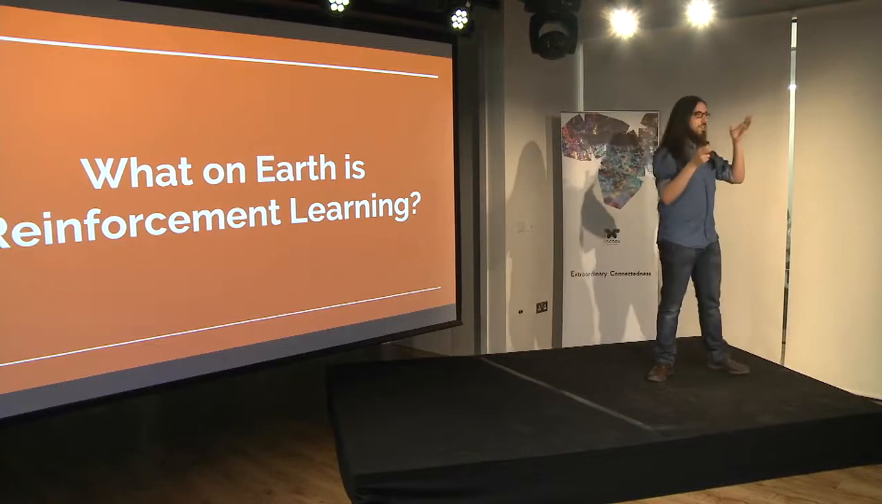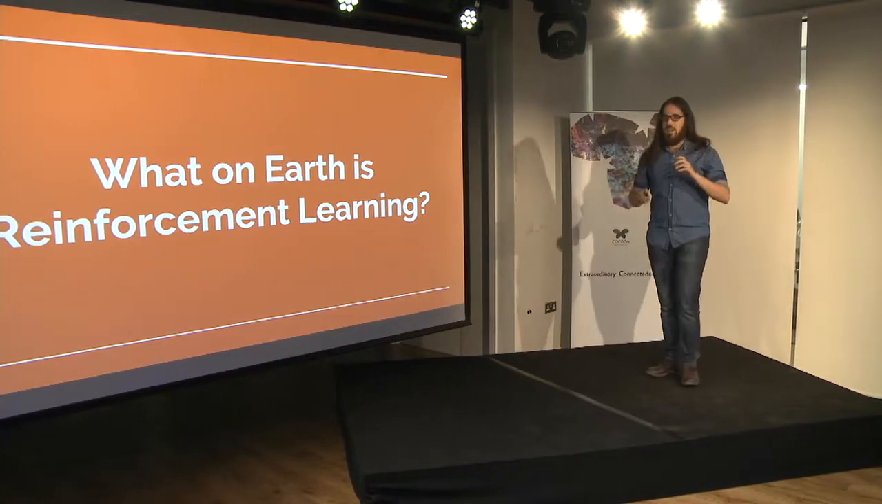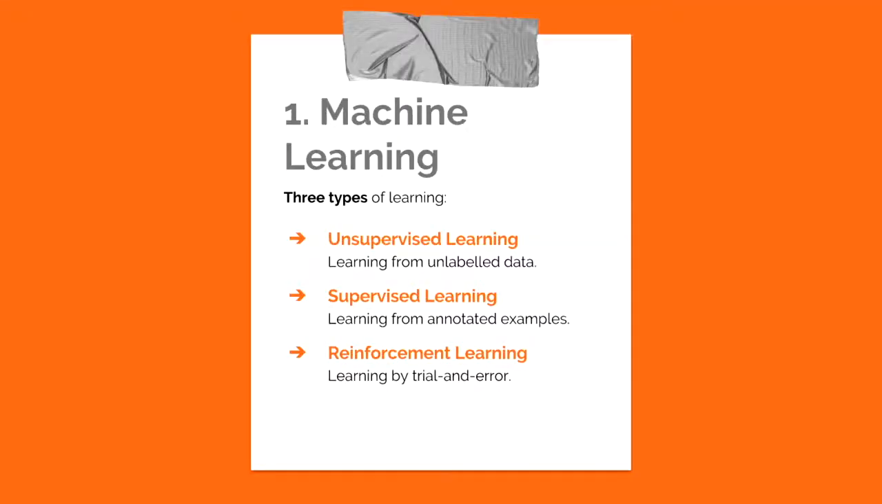First of all, what on earth is reinforcement learning? To explain it, I'm very quickly going to give a brief overview of what types of machine learning there are and how reinforcement learning is different. There's basically three types of learning within machine learning. Unsupervised learning, in which you learn from unlabeled data, supervised learning, in which you learn from annotated examples, and reinforcement learning, in which you learn by trial and error.